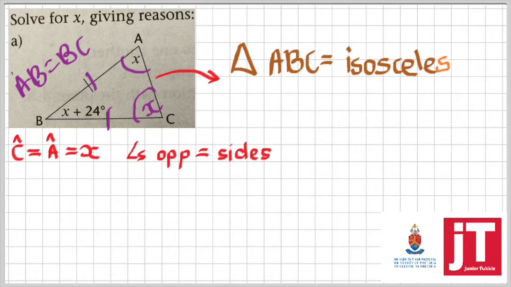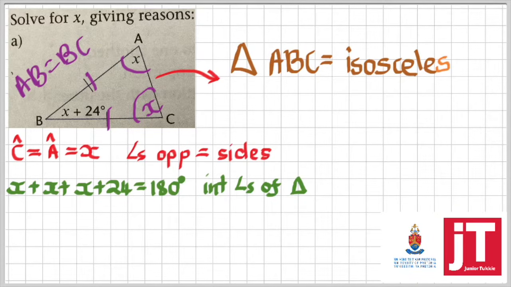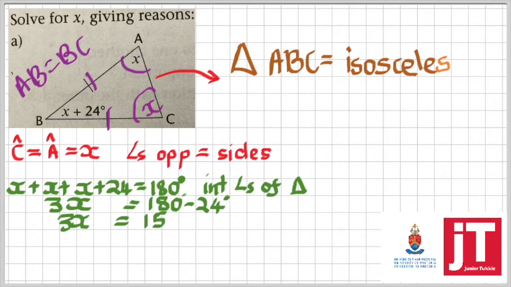Now that we know all the three angles that make up that triangle, we can say the angle x plus the angle x plus the angle x plus 24 should give us 180 degrees. And what is the reason for that? We're dealing with interior angles of a triangle, or some people would say sum of angles in a triangle. We know that they add to 180. Now that we've got that linear equation, we can say 3x is equal to 180 minus 24. 3x will be equal to 156 degrees. Dividing by 3, we get our x value, which is the required answer, as 52 degrees.